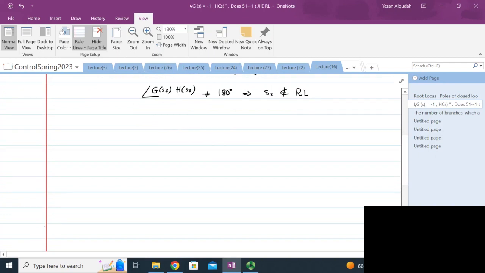So let's generalize what we just did. Let's look at the geometric interpretation of the angle criteria.